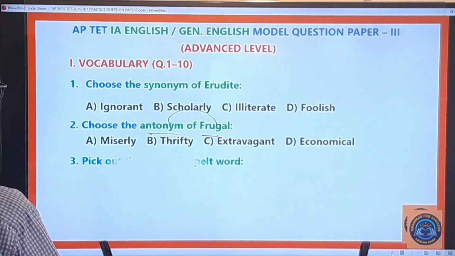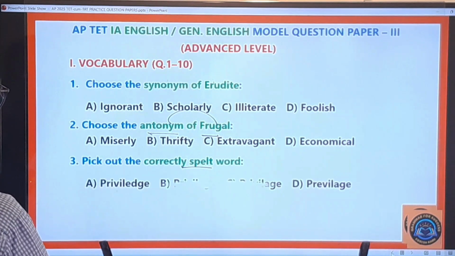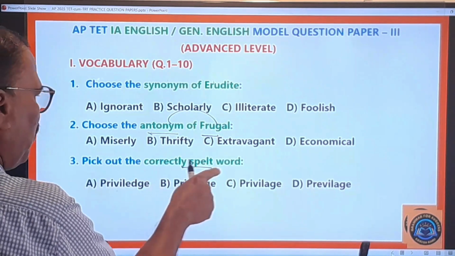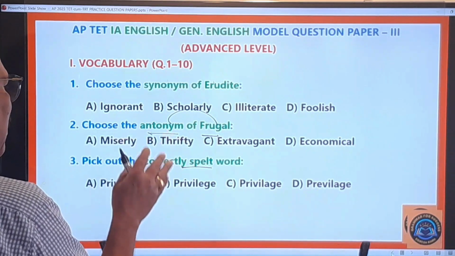You go to the third question, pick out the correctly spelled word. Okay, what are the options given? Privilege, privilege, privilege, privilege. So you choose that word which has the correct spelling.